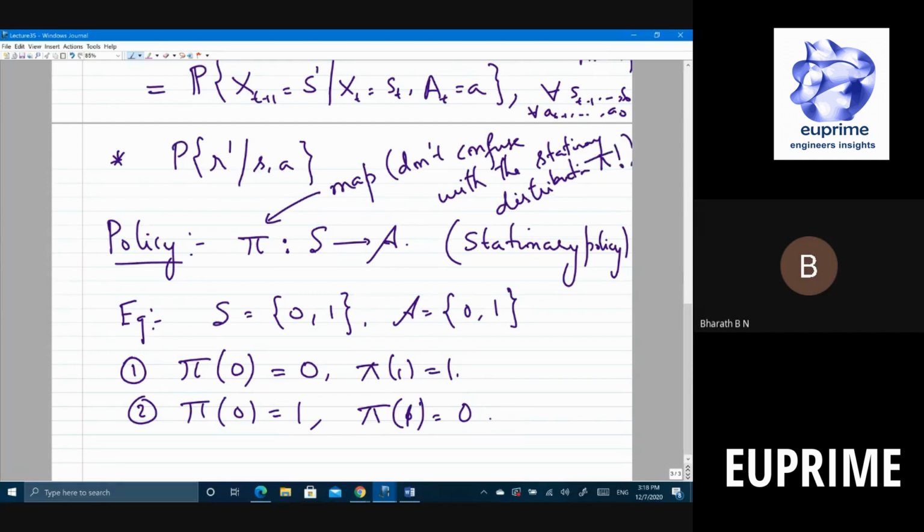This is a caution. Good that you brought this up. So this pi is a map. It's a function. And the pi that we used earlier was for describing stationary distributions. The reason I didn't change this pi was because people extensively use pi to denote the policy. If you look at any videos or any textbook, policy is denoted by pi. And similarly, the stationary probability in a Markov chain is also represented by pi. So keep that in mind, and I hope this is fine.